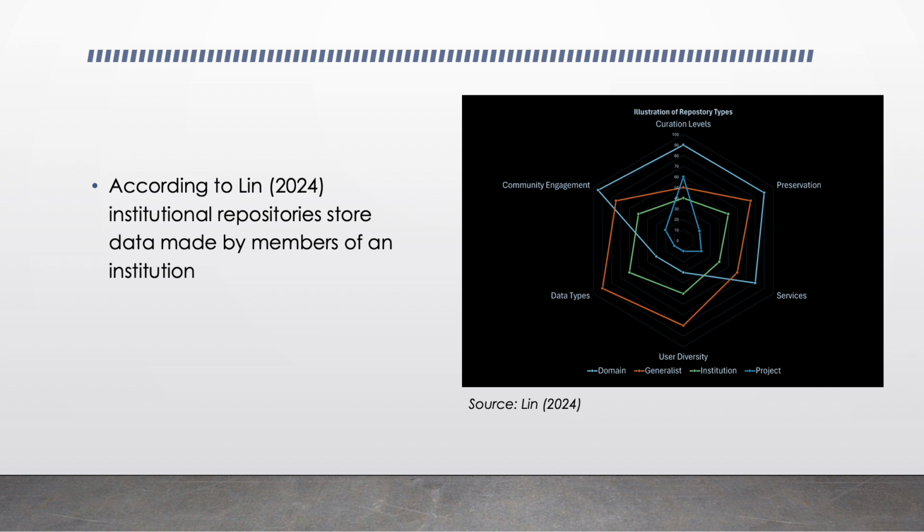The different categories prioritize different aspects of data management and sharing. The diagram on the screen gives an impression of prioritization, and the priorities are assigned on a scale of 0 to 100, with 100 having the highest priority. From the diagram, we can see that domain-specific repositories usually have in-depth curation and close interaction with the user community.